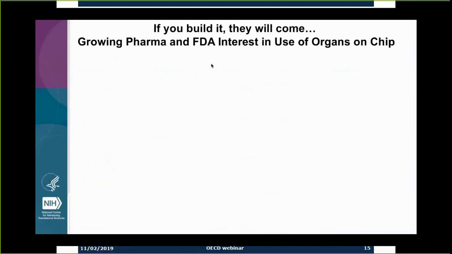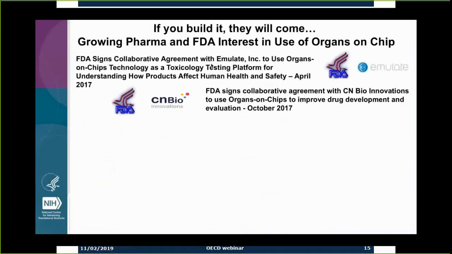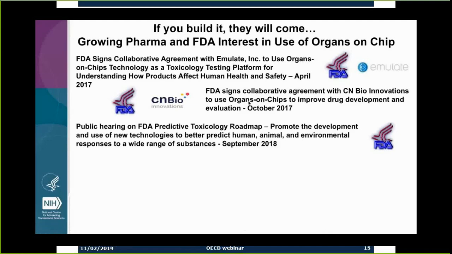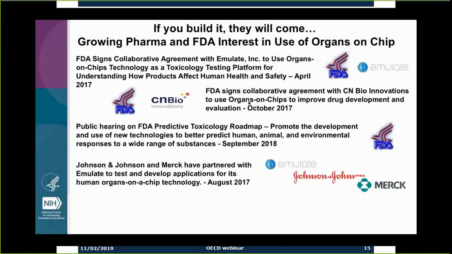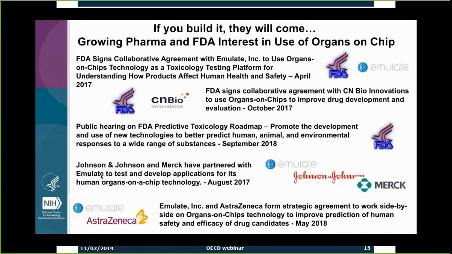And then certainly in the last couple of years, there's been growing pharma and FDA interest in the use of organs on chip technologies. The FDA, for one, has formed partnerships with two of the spin-out companies, Emulate and CN Bio, to actually bring the technology to the FDA. They also had a recent public hearing on what it takes to promote the development and use of new technologies to predict human response. And then Johnson & Johnson and Merck have also partnered with Emulate to bring in that technology in terms of the drug development pipeline, as well as AstraZeneca, who have also partnered with Emulate in this particular case to set up an organ on chip center in one of their sites in Sweden.